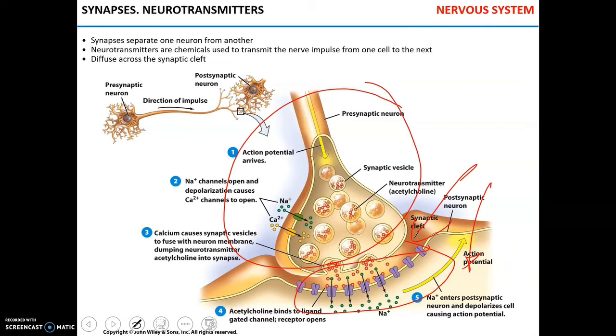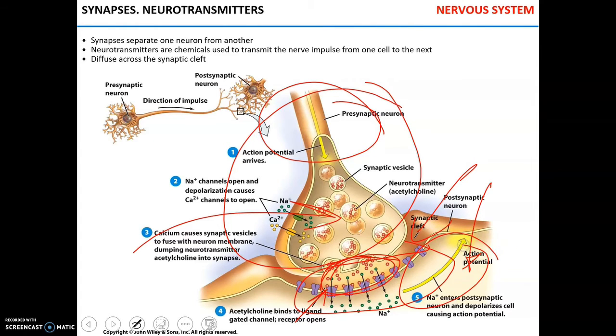So look what happens during the synaptic transmission. The action potential here arrives at the presynaptic neuron, causes the release of neurotransmitter. Neurotransmitter binds to the receptors on the postsynaptic neuron and generates another action potential. And the signal keeps being propagated.